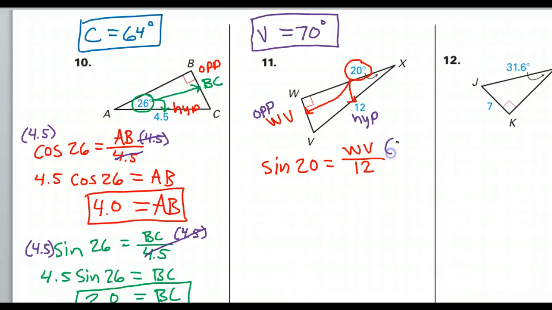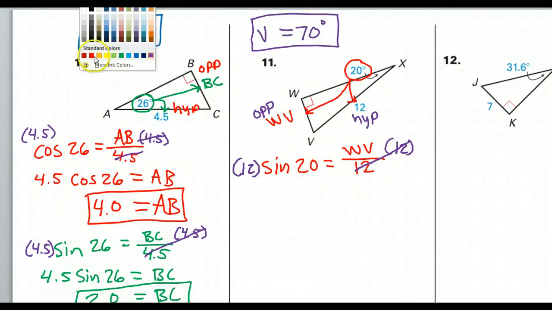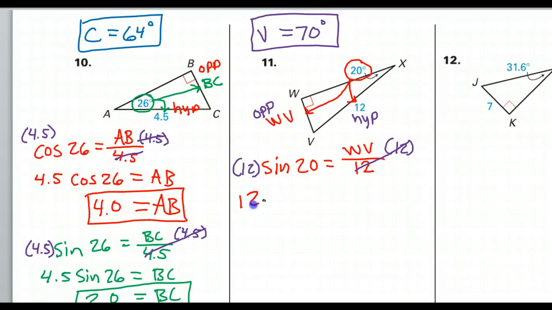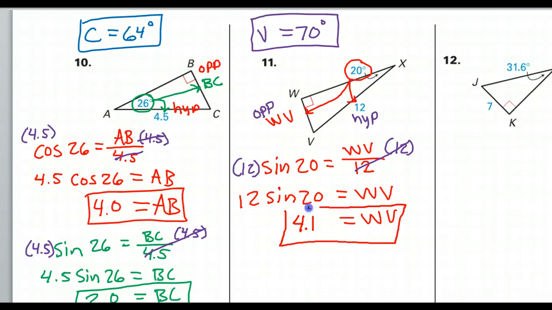Then it's time to multiply both sides by 12. All right, those will cancel each other out. So that's going to give me 12 sine 20 is equal to WV. That's basically the answer. We just need to put it in the calculator. That is 4.1. All right, that's 2 down, 1 to go. Well, now we just need WX, which is right here.